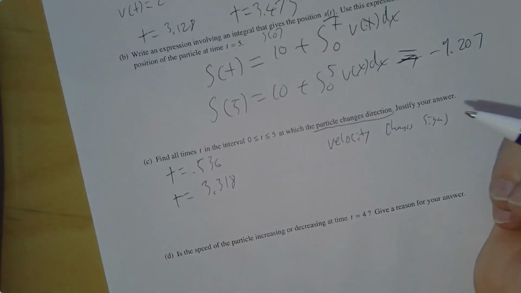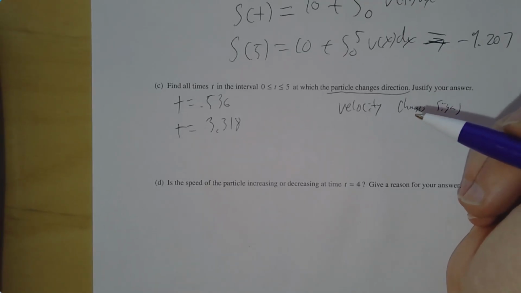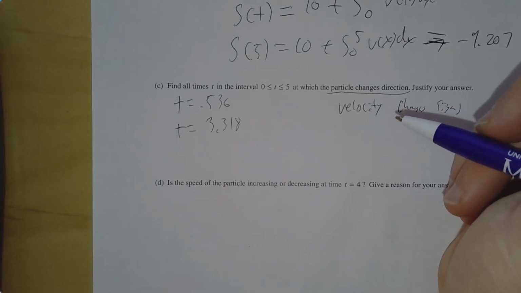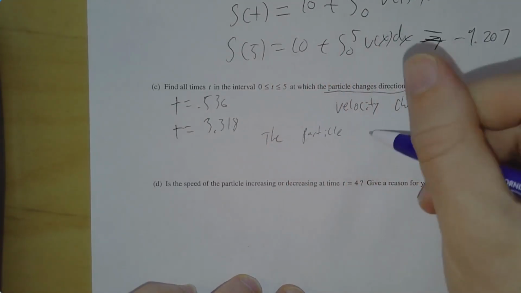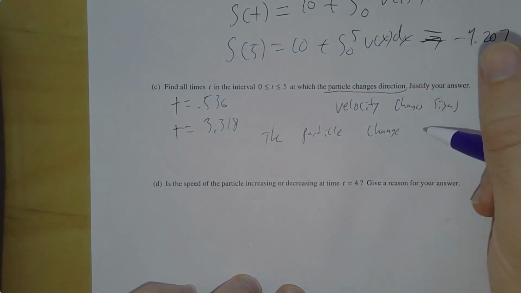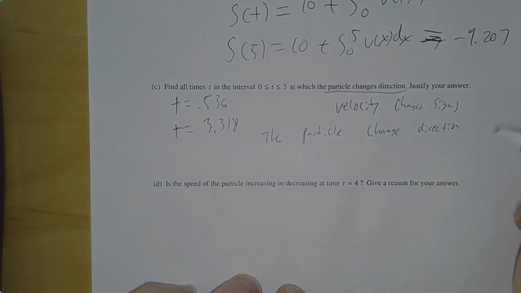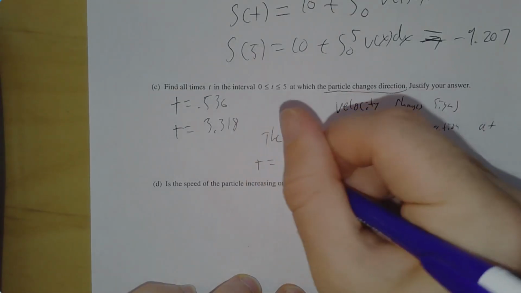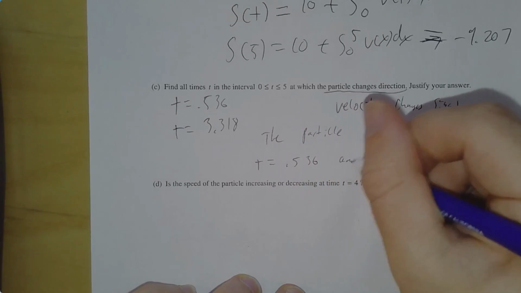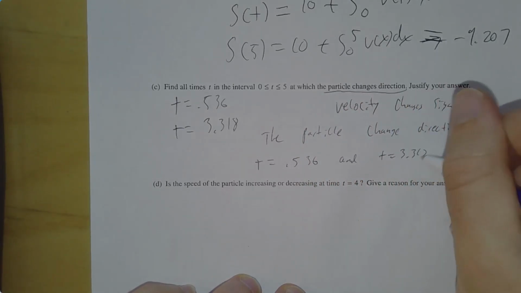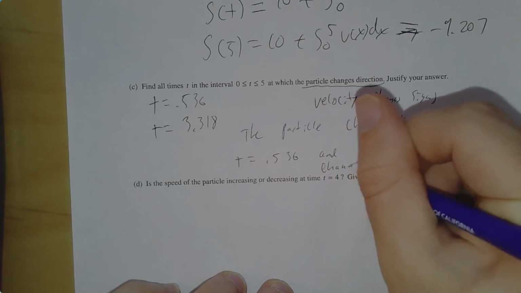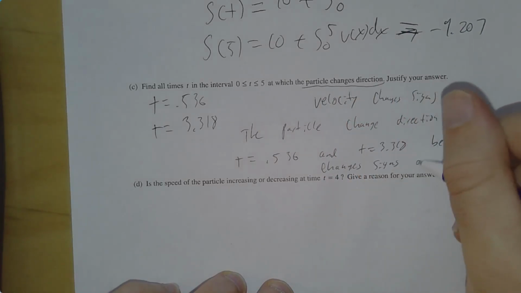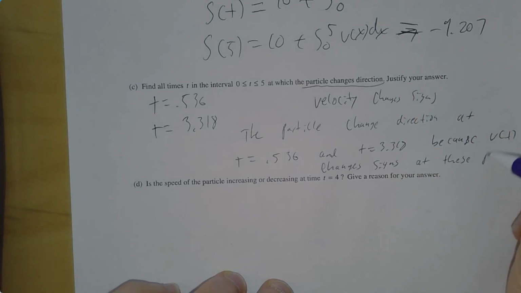So again, repeat the question back to itself, right? The particle changes direction at t equals 0.536 and t equals 3.318 because v of t changes signs at these points.